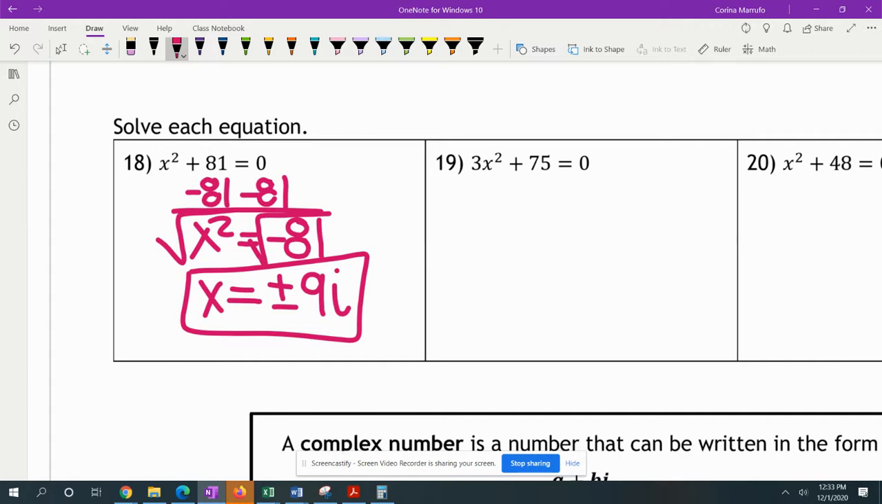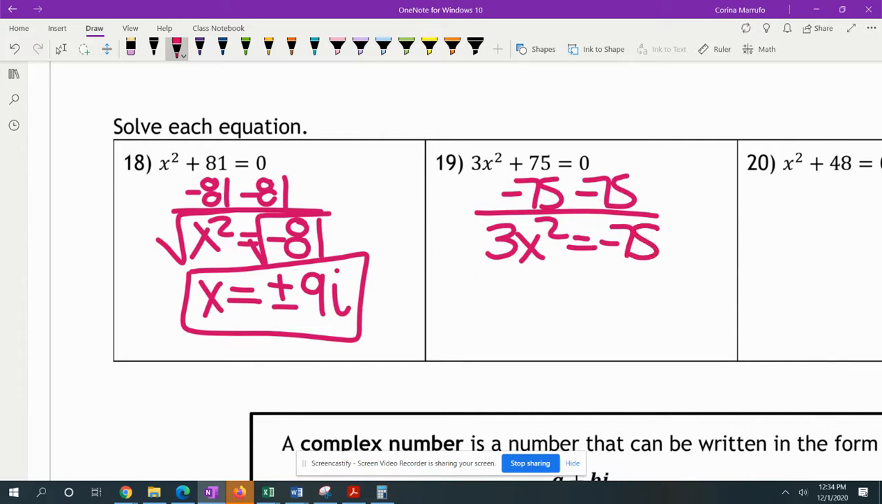Okay, and that's it. Moving on to the next one, we have plus 75. So what we're going to do is subtract 75 on both sides. And we get 3x squared equals negative 75.